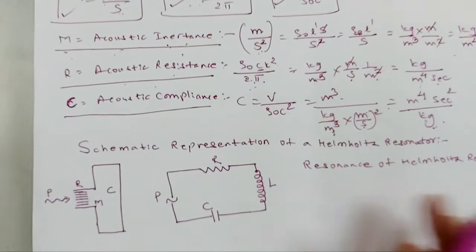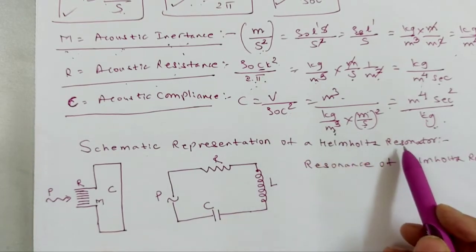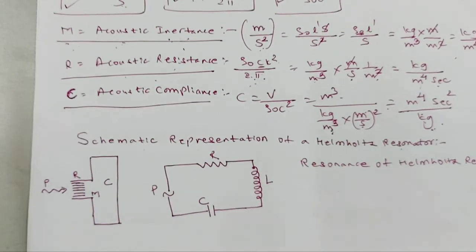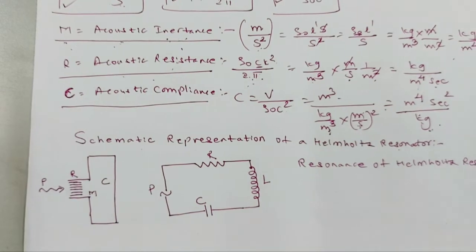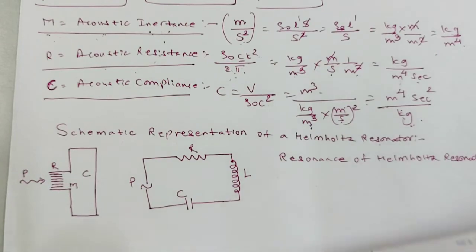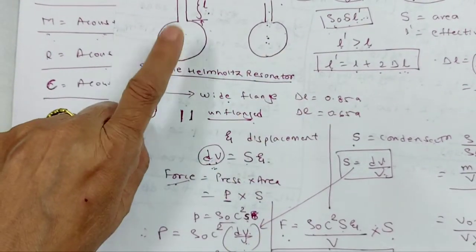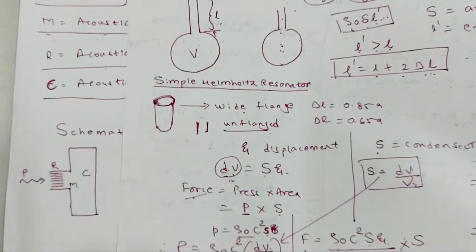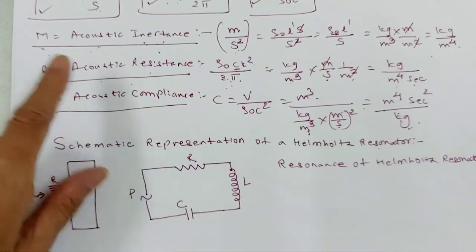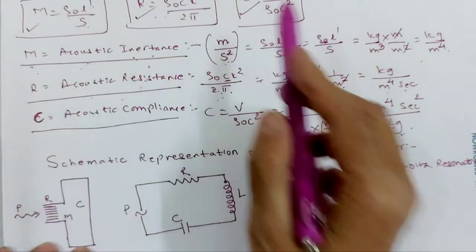The next topic is the schematic representation of a Helmholtz resonator. Earlier I showed you what the Helmholtz resonator looks like and how the diagram should be, where V is and everything, so that we are aware of this. From that derivation of the pressure, force, etc., we reached these values.